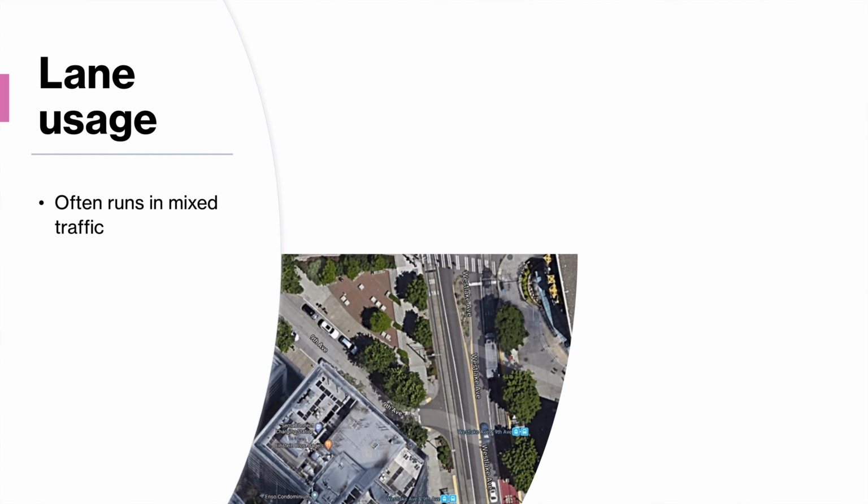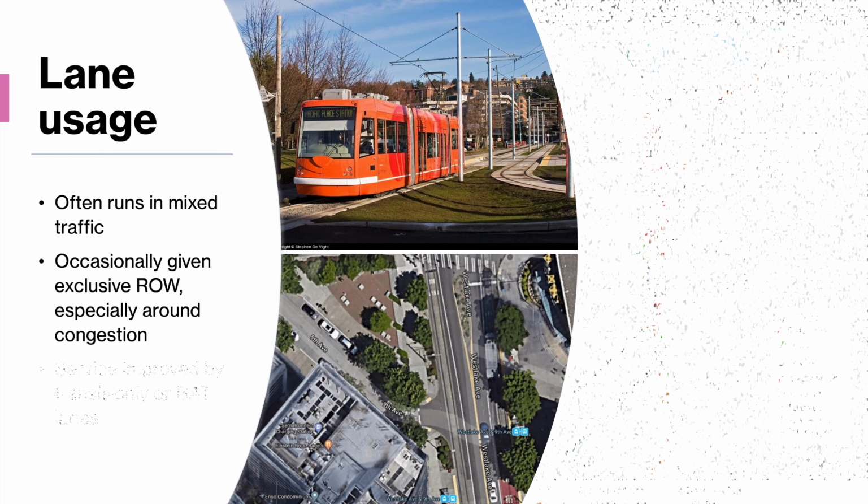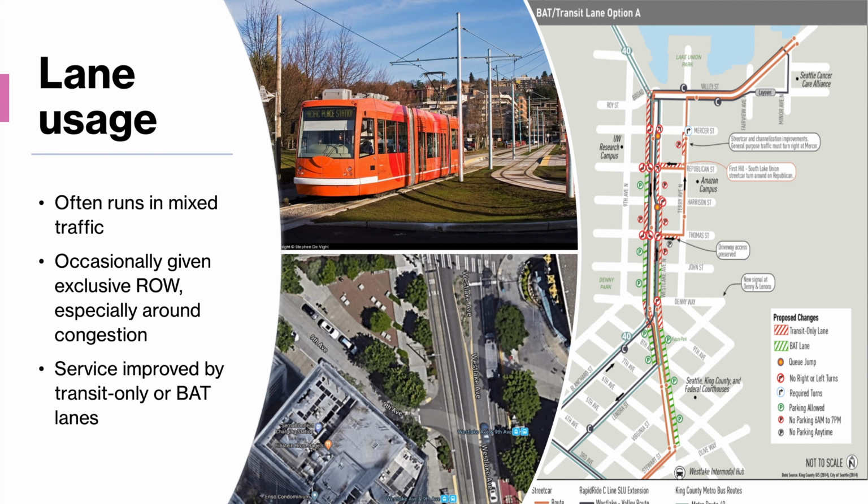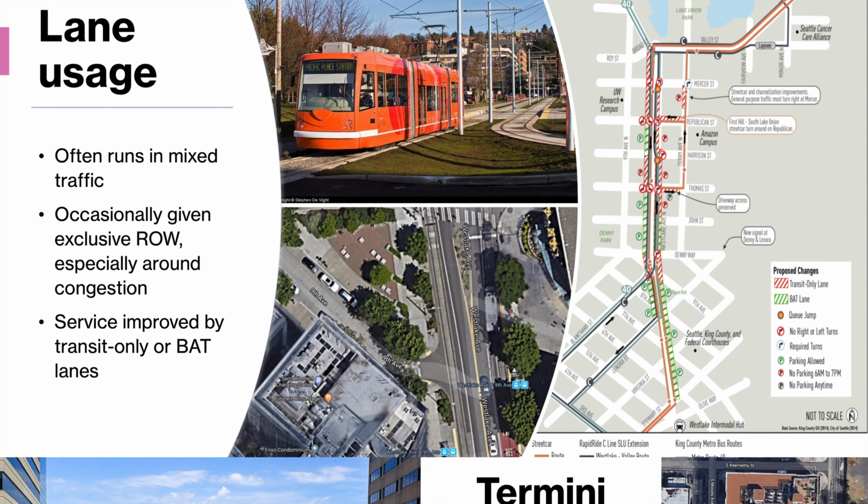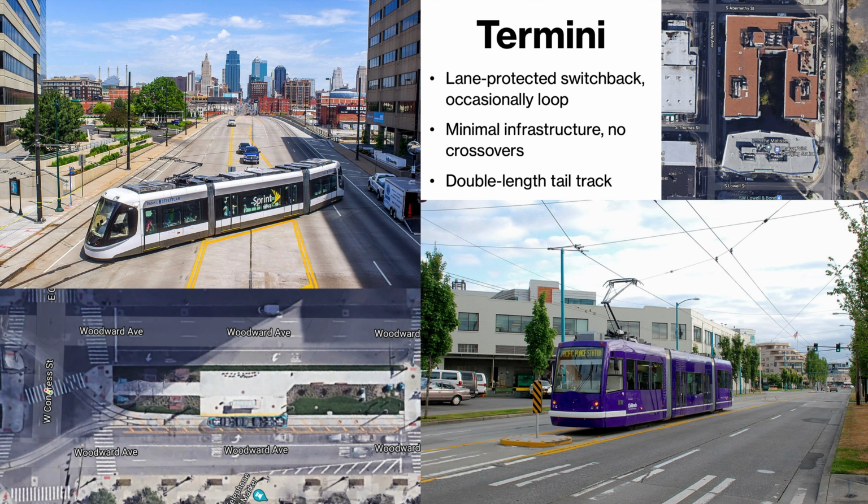As far as lane usage goes, streetcars often run in mixed traffic with regular automobiles. Sometimes they do have exclusive rights of way, especially to get around and bypass congestion. But you can also improve service with so-called BAT lanes, bus and turn, or business access and transit lanes, or just simply transit-only lanes, allowing only the streetcar to go in that particular lane, even though it's on a shared road. Streetcar termini are usually lane-protected switchbacks, simple tuning forks. Occasionally there's a loop, like you can see in the top right in Portland. But outside of this, there's usually minimal infrastructure with no crossovers or alternative routings.